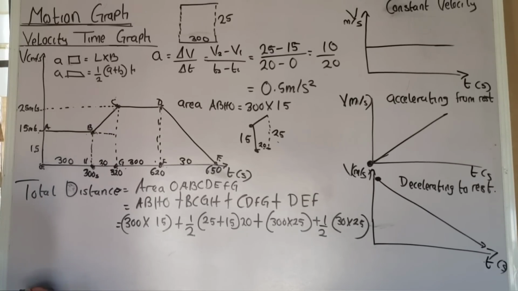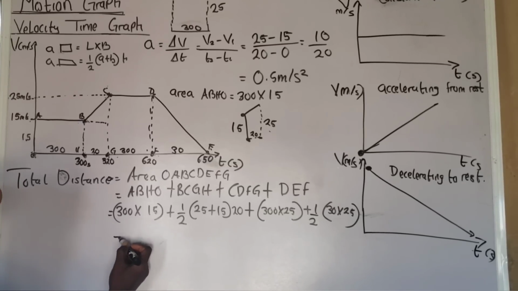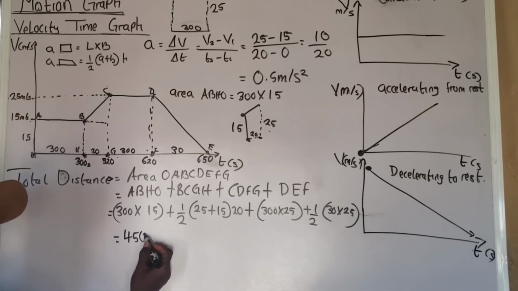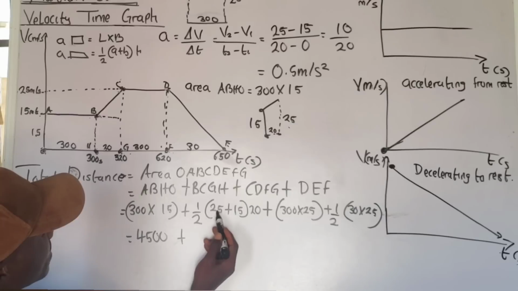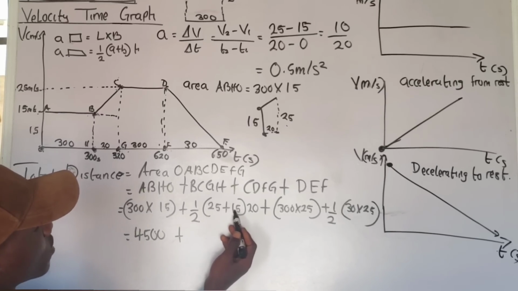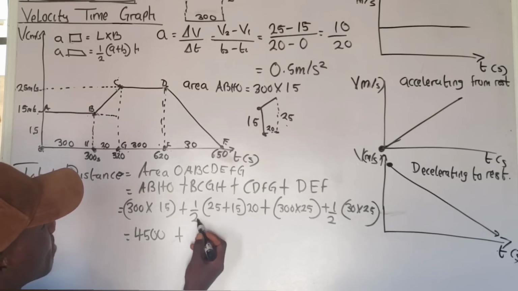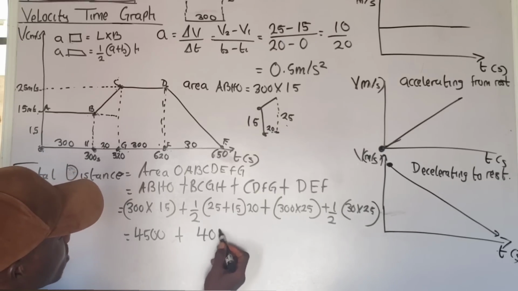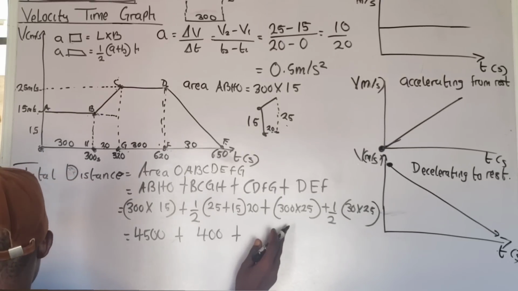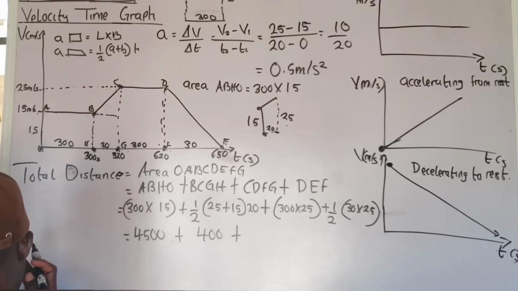300 multiplied by 15, that will be 4,500. So for this, I'm going to have 4,500 plus 25 plus 15, that is what? 40. 40 divided by 2, that is 20. 20 times 20, that is 400. So I'm going to have 400 plus 300 multiplied by 25. That will give us 7,500, okay?